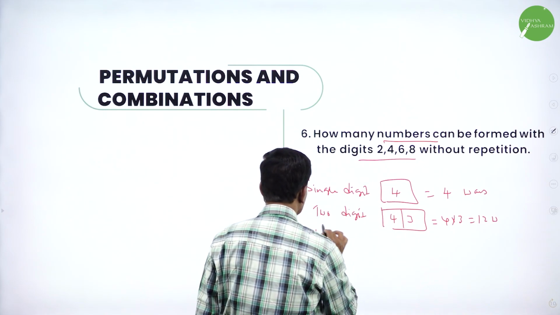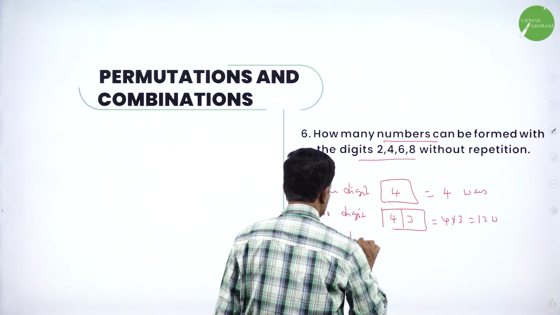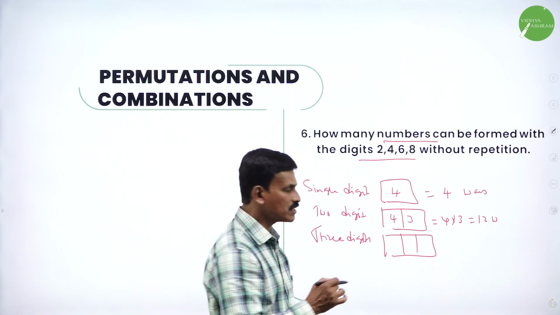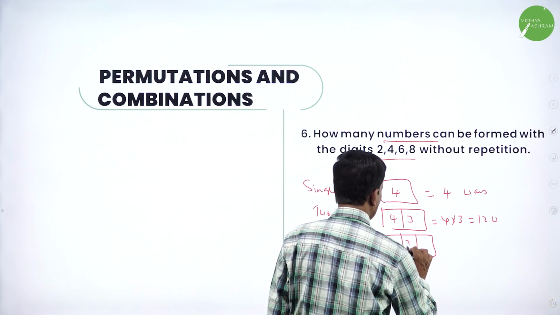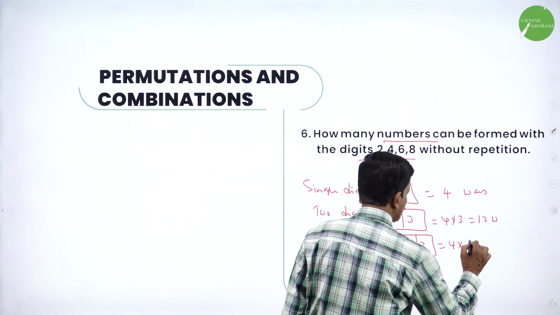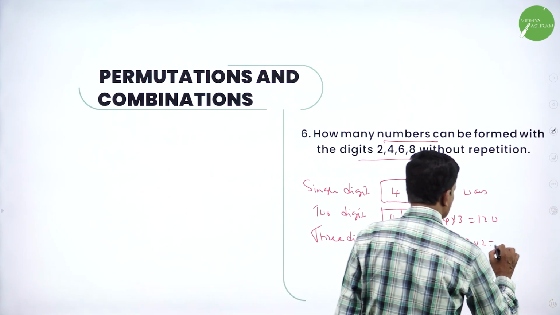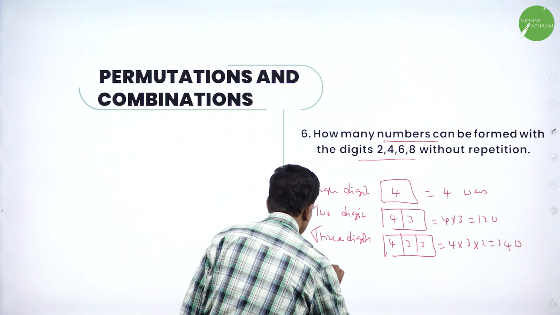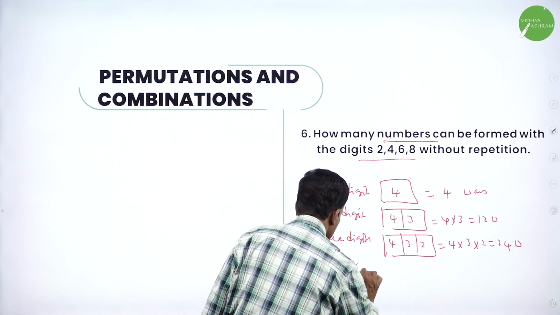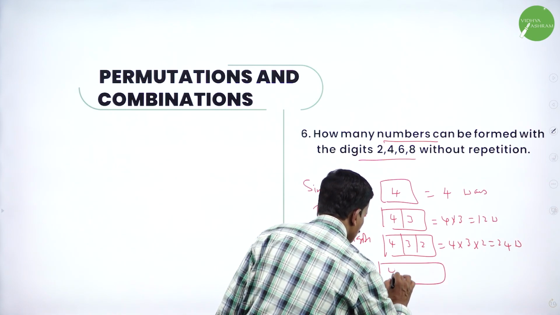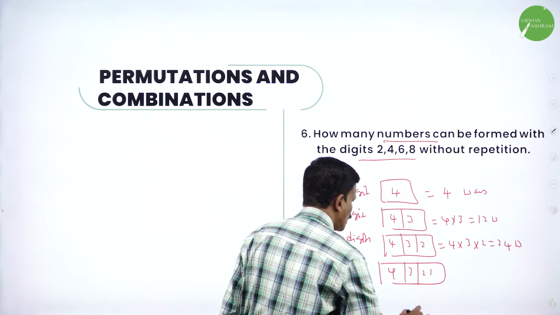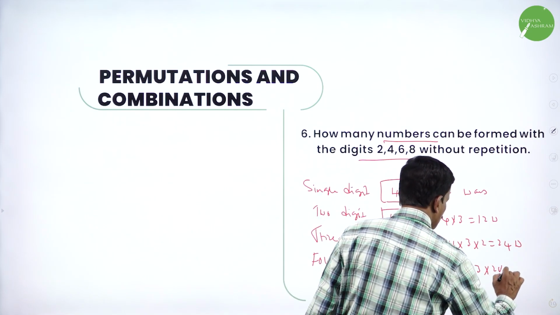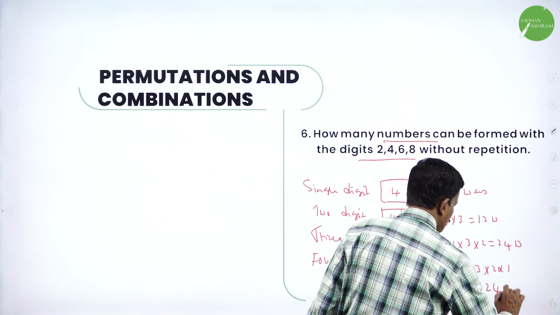And the 3-digit numbers: first 4, then 3 and the remaining 2. That's equal to 4 into 3 into 2. 4 3s are 12, 12 2s are 24 ways. And the 4-digit numbers can be formed using 4, 3, 2 and 1. What is this equal to? 4 into 3 into 2 into 1. That's also equal to 24 ways.